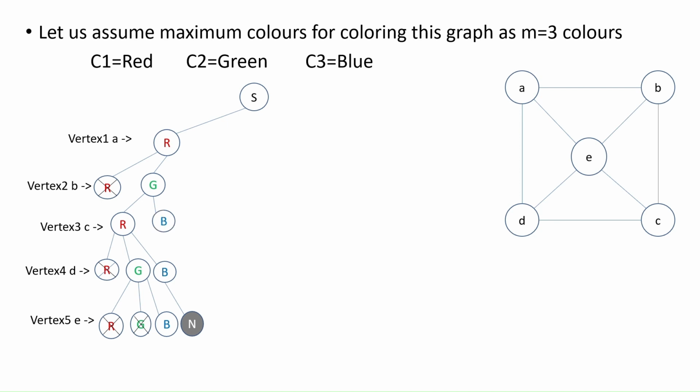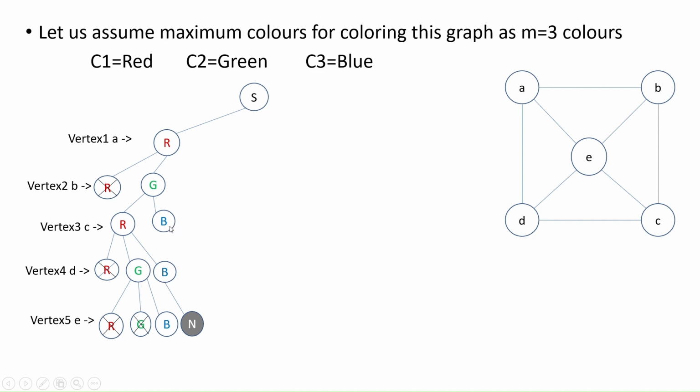Here, we are going with blue. That is, with red we have already done. With green, it is not possible to color the third vertex, right? Because it is adjacent to the second vertex. So we are checking for blue color. So for blue color, it is done with the third vertex.